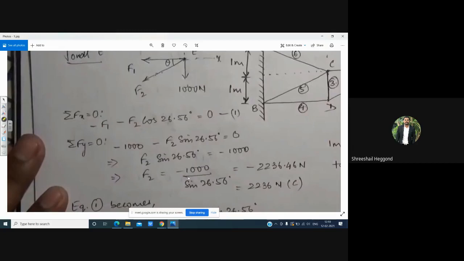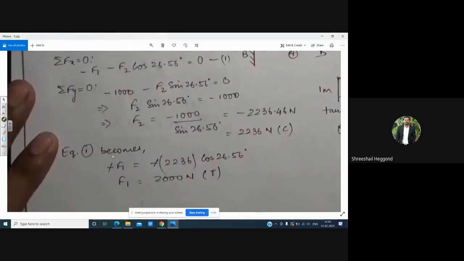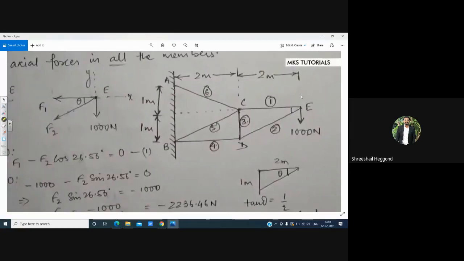Next, consider equation number 1 and substitute the F2 value in equation 1 and calculate the F1 value. The F1 value will be 2000 N. Therefore, we get a positive value of 2000, which is in the tension zone. Once this is done, you can go to the next joint. Joint E is done.